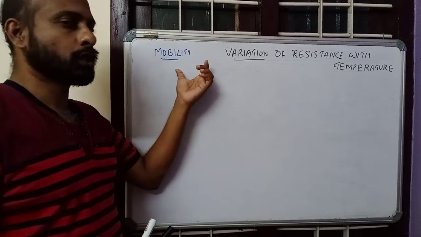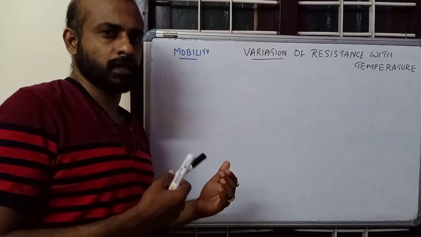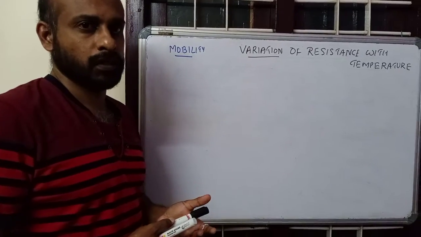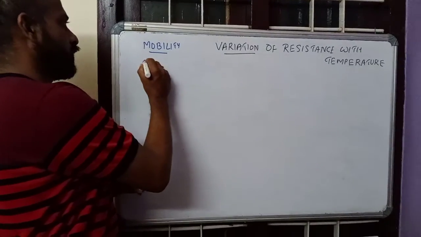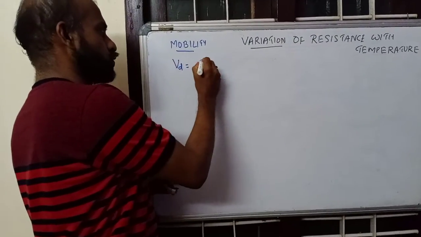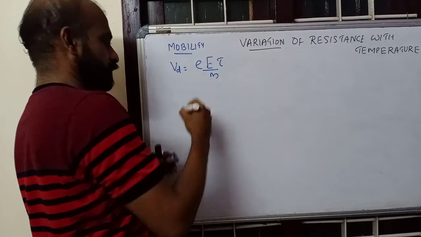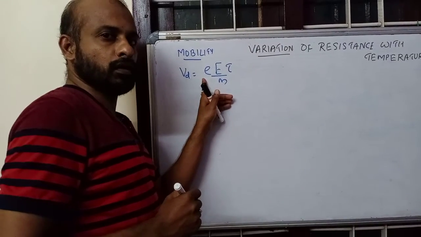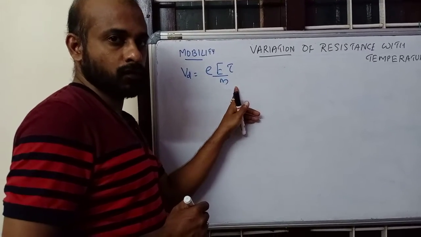Today we are going to see the topic mobility. Before understanding mobility, we have to see the equation for drift velocity, which you have seen in the previous class. The drift velocity is given by the relation Vd = eEτ/m, where e is the charge of the electron, E is the electric field, τ is the relaxation time, and m is the mass of the electron.